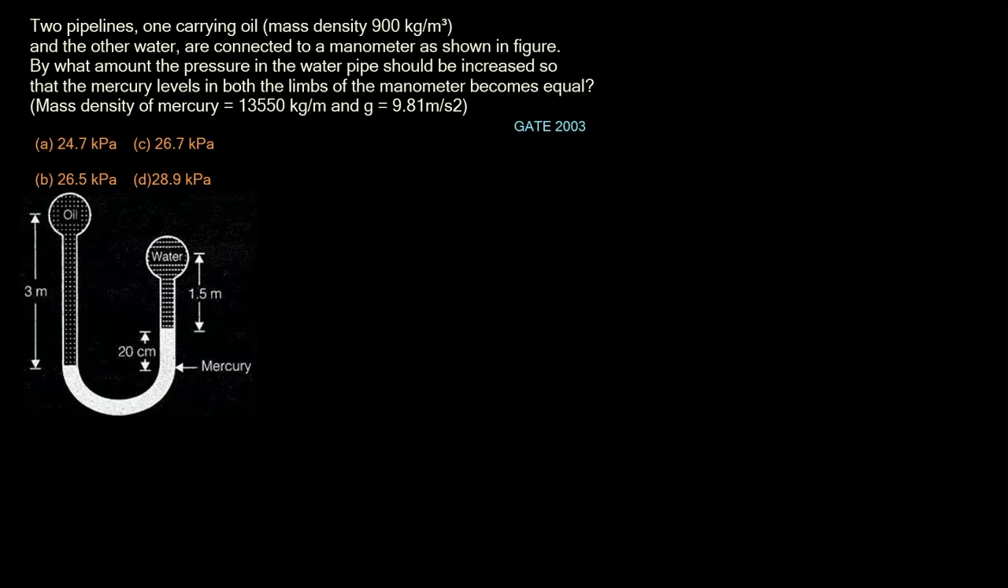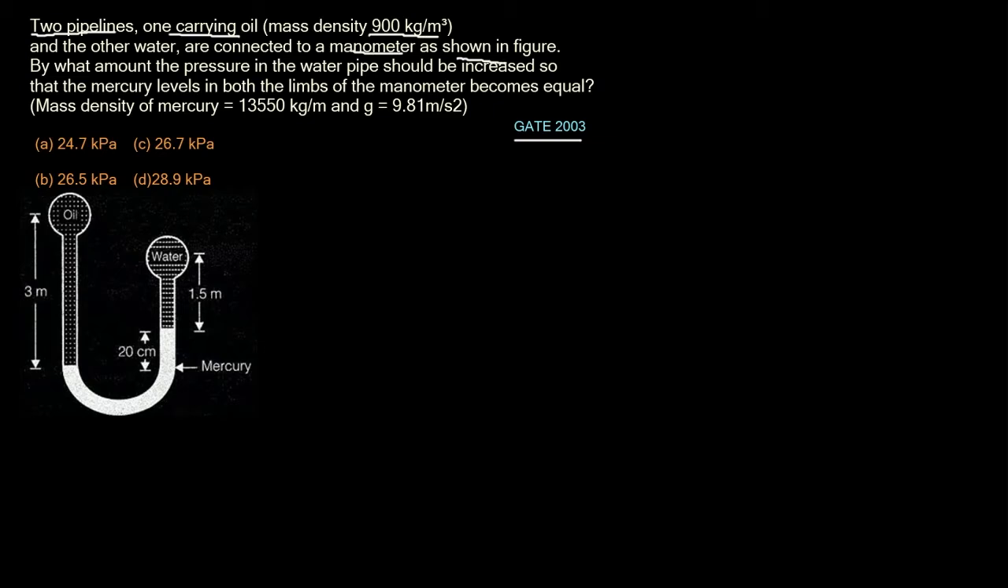Today we will be discussing a question on fluid pressure and measurements, which was asked in GATE 2003. So let's read the question first. Two pipelines, one carrying oil with mass density 900 kg per meter cube and the other water, are connected to a manometer as shown in the figure.